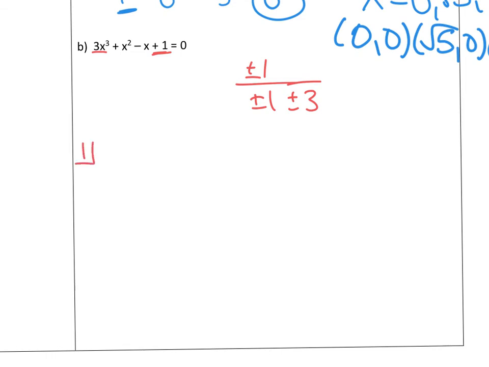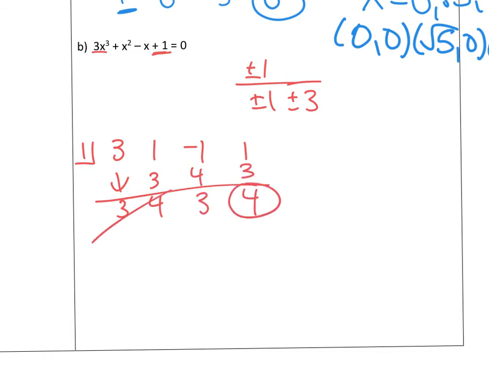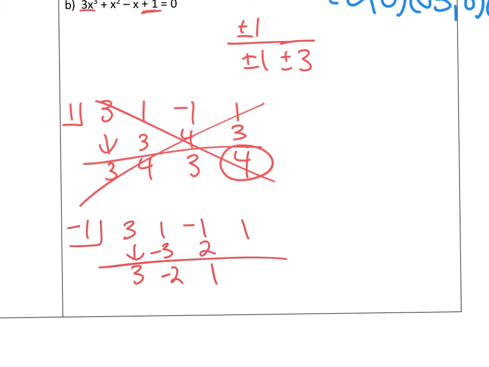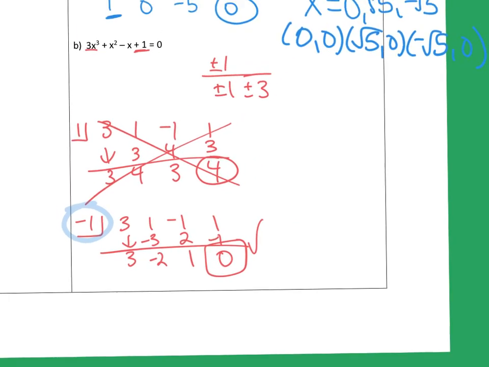We'll start with a +1 because that's the easiest, all right? 3, 1, -1, 1. Drop that 3 down. And we'll keep going here. That doesn't work. We'll try -1. And this becomes a 0. Perfect. That's what I wanted it to do. -1 is a factor. Awesome. Don't forget that one, okay, because that's the one we just found.